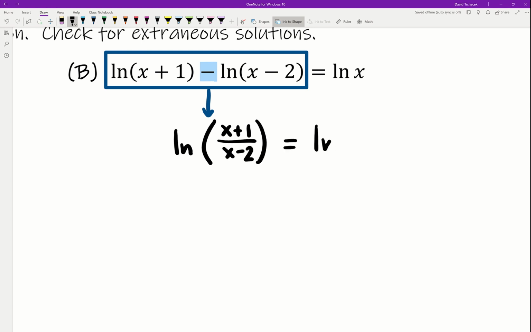It's going to equal the right-hand side. So natural log of x. And that gives us the ability to use that one-to-one property that we just talked about, because now we have the same log on both sides. We can now just go ahead and set these inputs equal to each other. So the one on the left is equal to the one on the right.